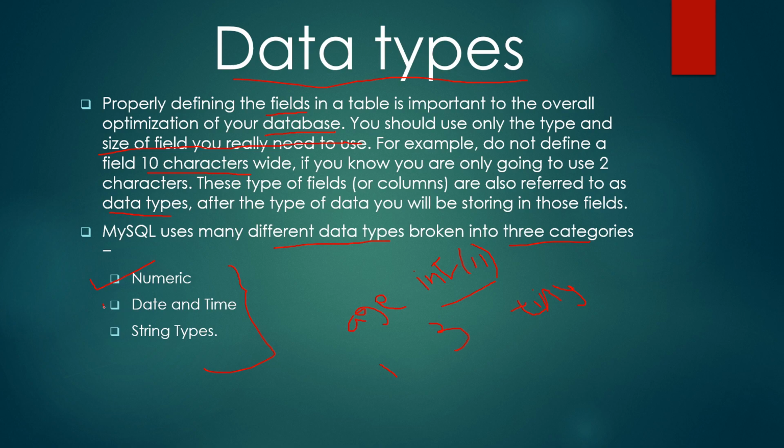Then the second category is date and time. If you want to store date, time, maybe year, and anything related to that, you can make use of this category. And then we have string types. String types means we have varchar, char, then blob. Okay, so we will be looking at some of the data types under these categories, but believe me, there are many more data types available, and it is not possible for me to cover each and every data type in this video. Okay, so let's go.